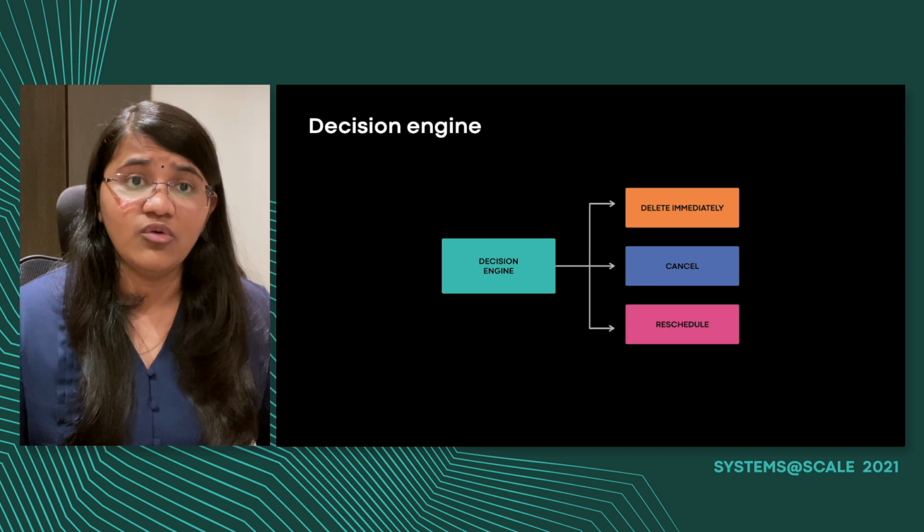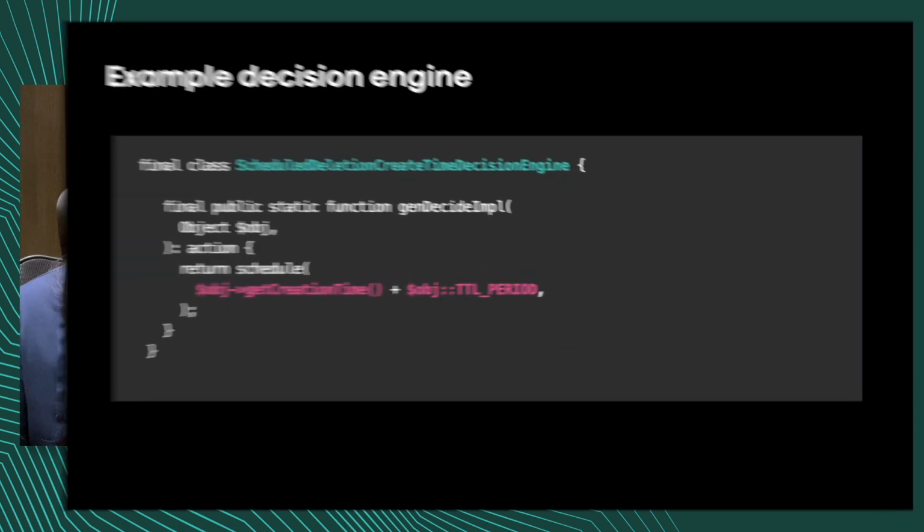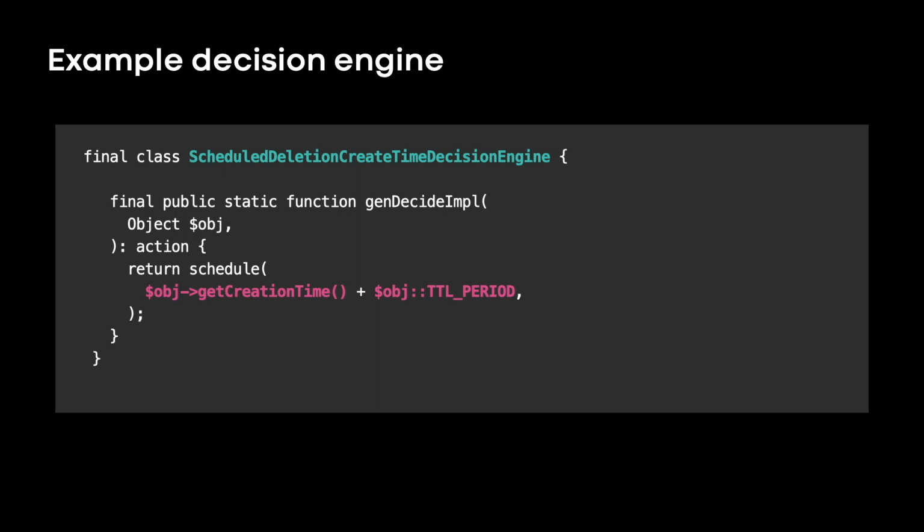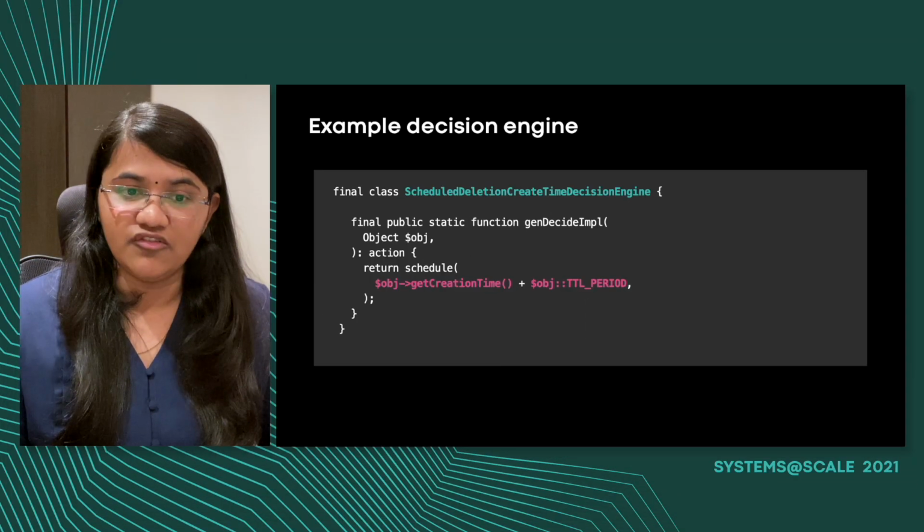Now let's go through an example decision engine. As you can see, this is the create time decision engine. Here, the TTL value depends upon the create time of the object. So the ephemeral objects which use this decision engine will be scheduled for deletion at a TTL time, which is the sum of the create time of the object and some static value. This is one type of decision engine.